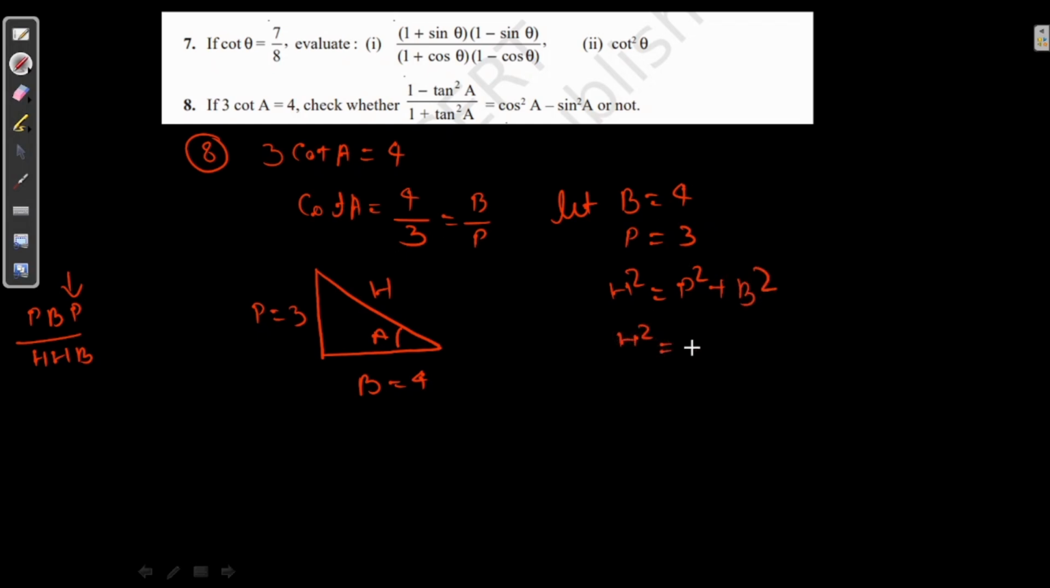H we don't know. P is 3, B is 4. 3 square is 9, 4 square is 16. H square will be 25. Simply you can write H is going to be 5. You are not going to write centimeter, you can write units. Here the better thing is to write units, but I have written centimeter, I am not going to rub it. So hypotenuse we have got 5. I am not having space, so I am going to rub it.